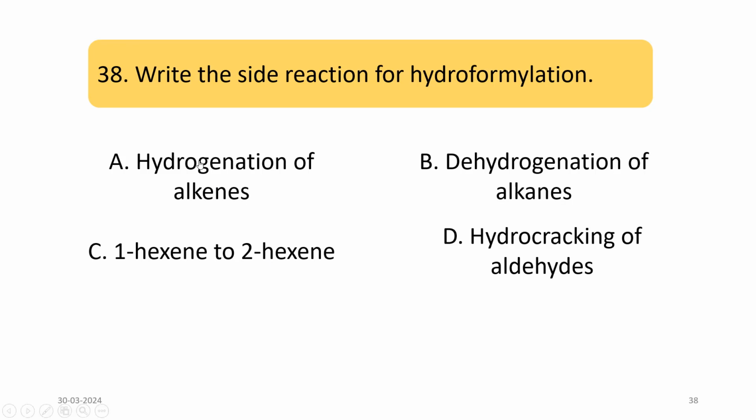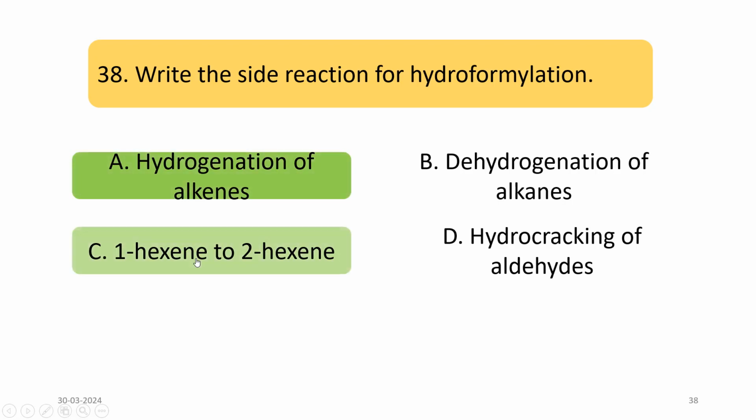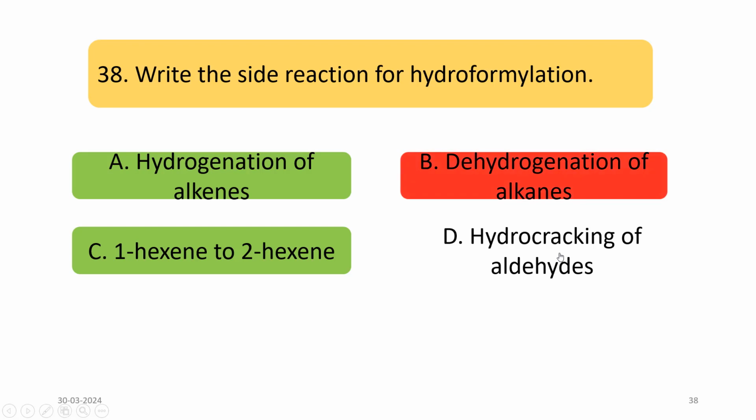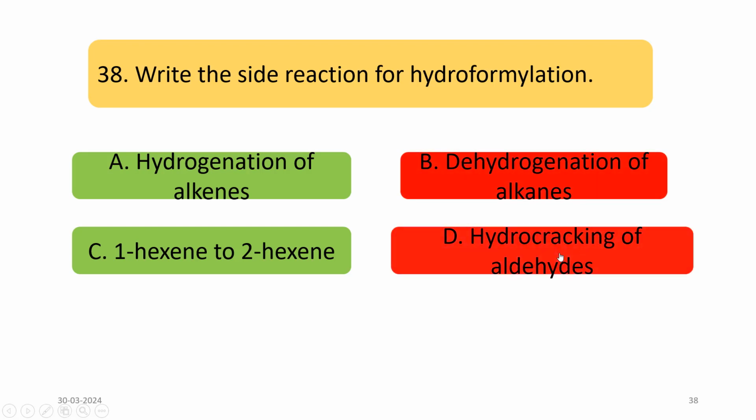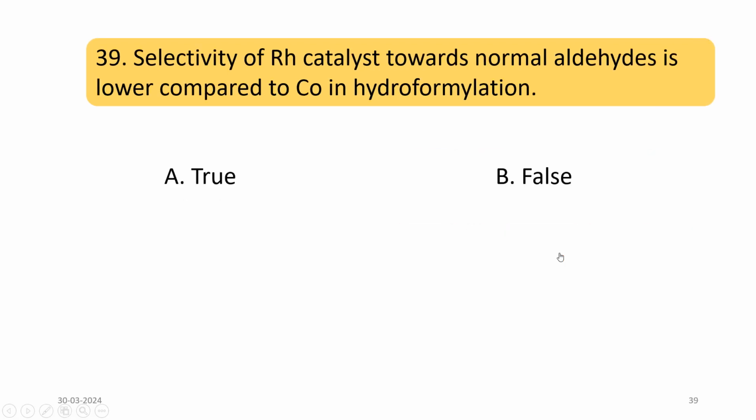The answer is hydrogenation of alkenes and 1-hexene to 2-hexene. So both of them are the side reaction for hydroformylation. Not dehydrogenation of alkanes or hydrocracking of aldehydes. Next, selectivity of rhodium catalyst towards normal aldehydes is lower compared to cobalt in hydroformylation.